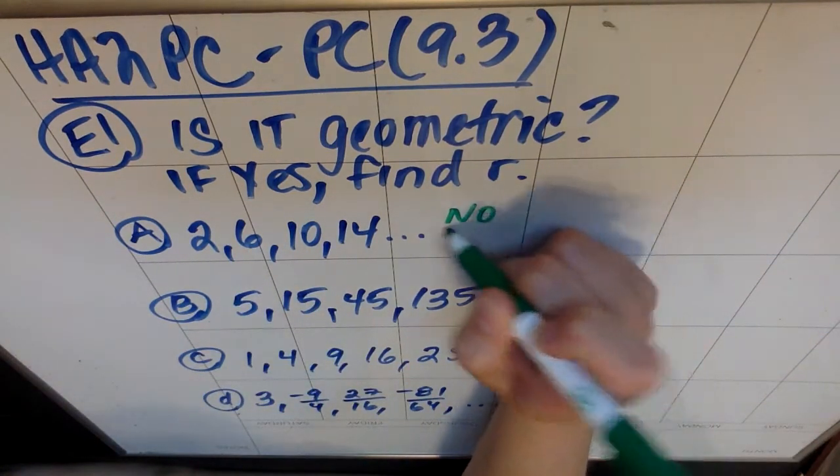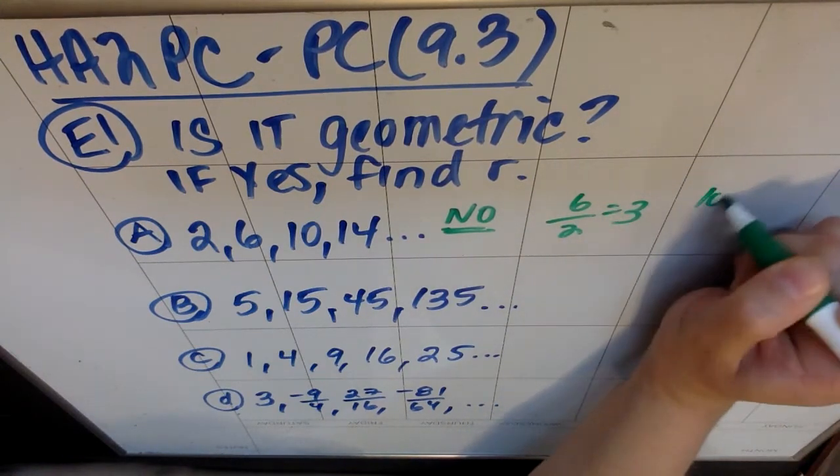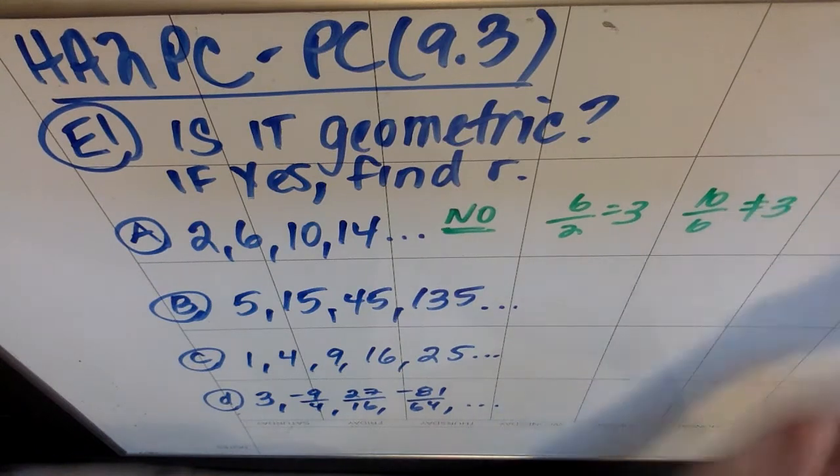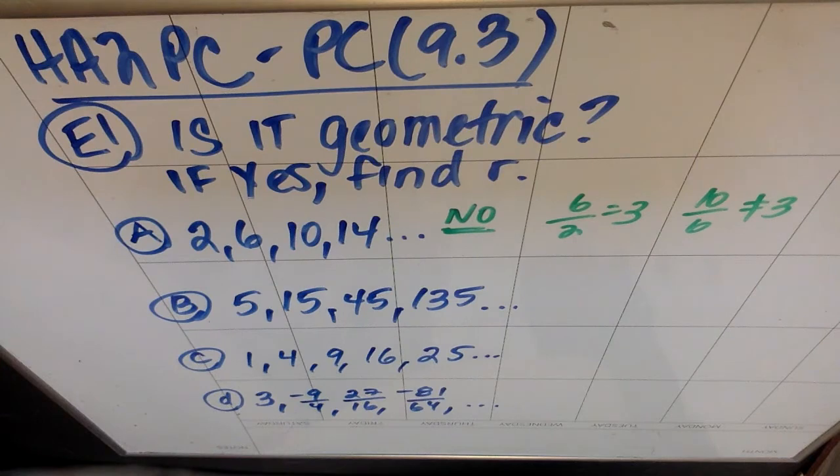If you wanted a mathier way to show that it's no, you could show that 6 over 2 is a 3, but 10 over 6 is clearly not a 3. You don't even have to simplify it. You can just say, hey, 10 over 6 is clearly not a 3. So the answer is no, it's not geometric.